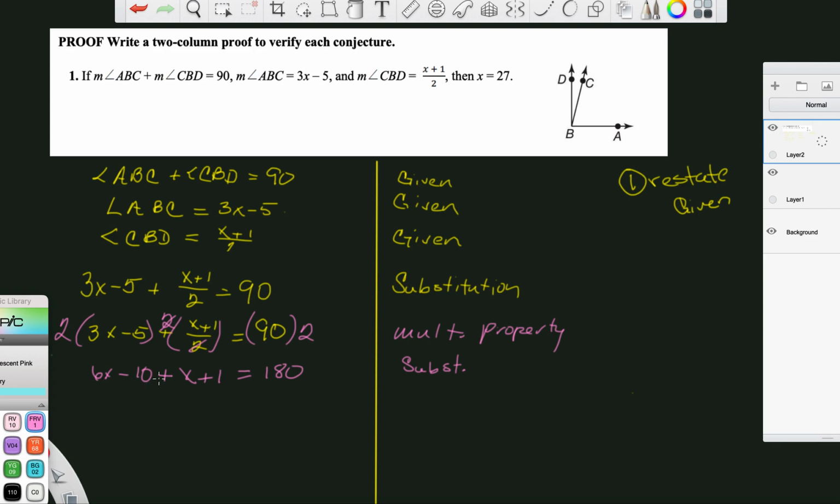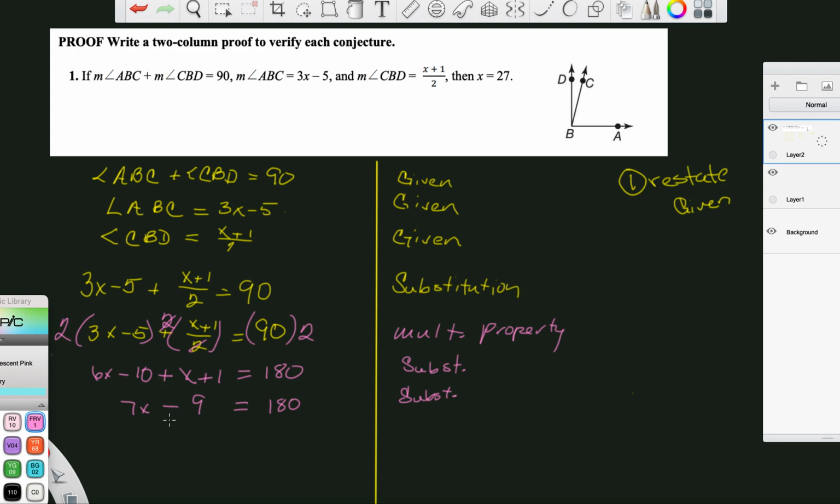And then I'm going to do some more math. I'm going to collect my like terms. 6x and 1x is 7x. And negative 10 and positive 1 are negative 9, equals 180. And again, I'm going to say substitution. It's getting to be pretty long, but we're almost home.